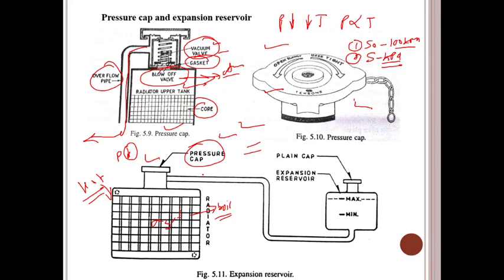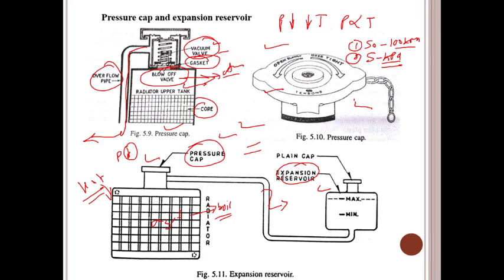In modern engines, instead of an overflow pipe, an expansion reservoir is used. This expansion reservoir is connected directly with the radiator and receives the excess coolant as the engine temperature increases. When the cooling water is cooled down, its volume also decreases, and the coolant in the reservoir returns to the radiator once again, keeping the system full of coolant.